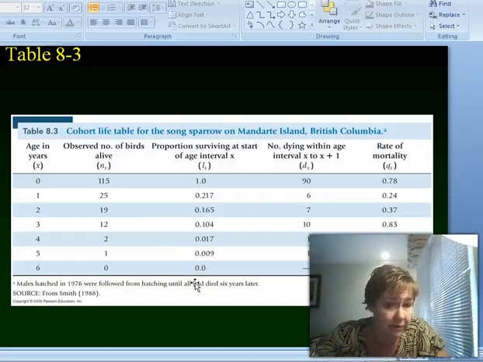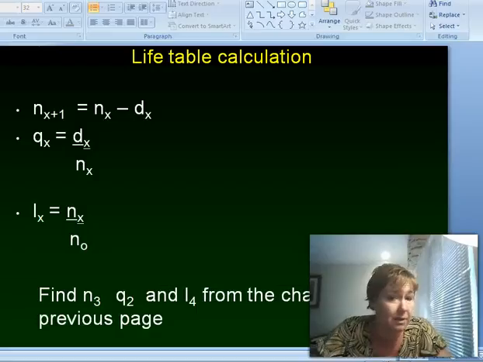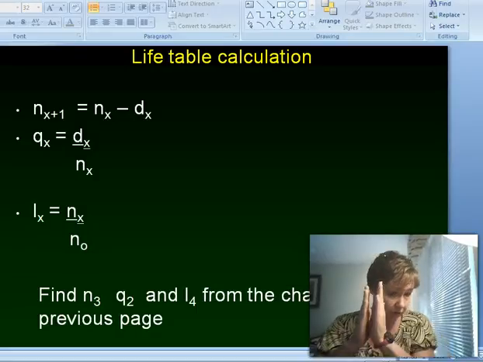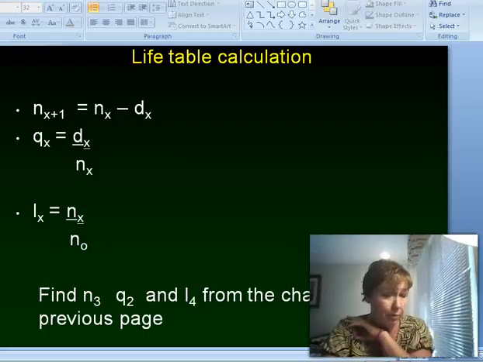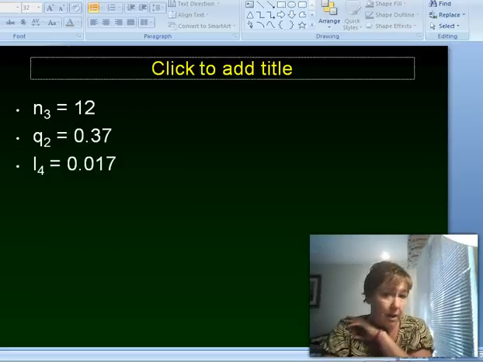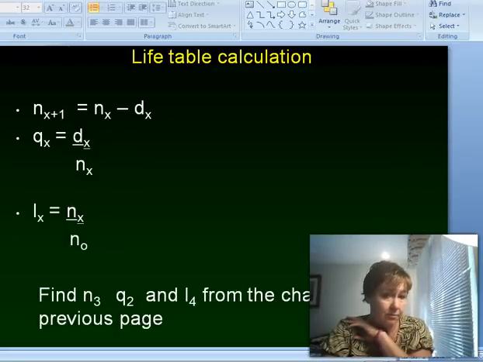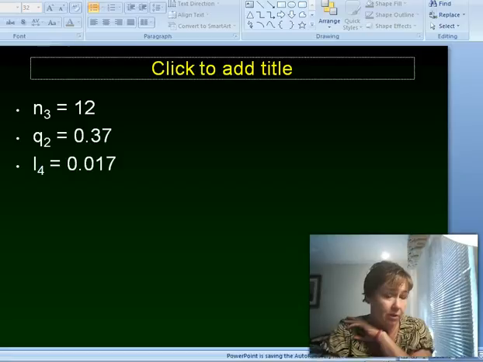You've got proportion surviving at the start, which is just lx, dx, and then qx. And then you can play with this data as you go. The life table calculations are just, you're going to take that first chart and estimate the population as you go down. We will do this in class, don't worry. So check your answer: if N3 is 12, if q2 is 0.37, and if l4 is 0.17, see if you can make this work.